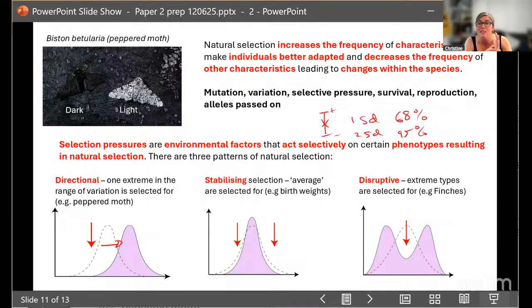So all three are in this spec. So you should know all three. They are in the specification: directional, stabilizing, and disruptive.